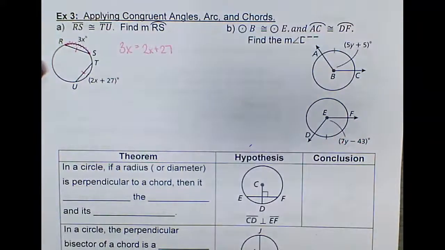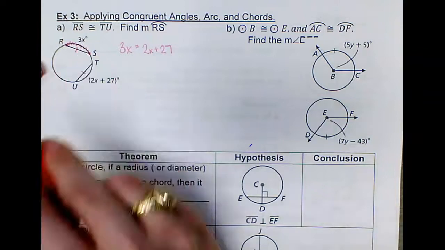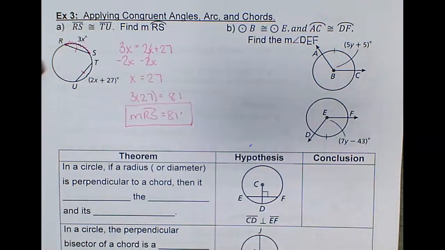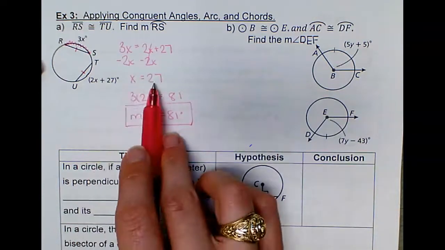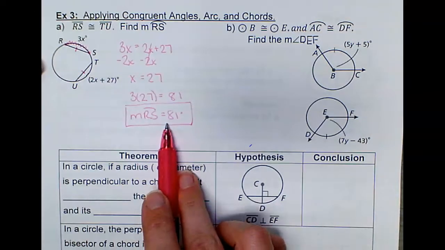I could solve for my value of x and then substitute it to find the length of RS. So I'm going to ask you to pause your video and finish the algebra on this problem. So you should have found that x has a value of 27, and 27 times 3 is 81. So that's the measure of arc RS.